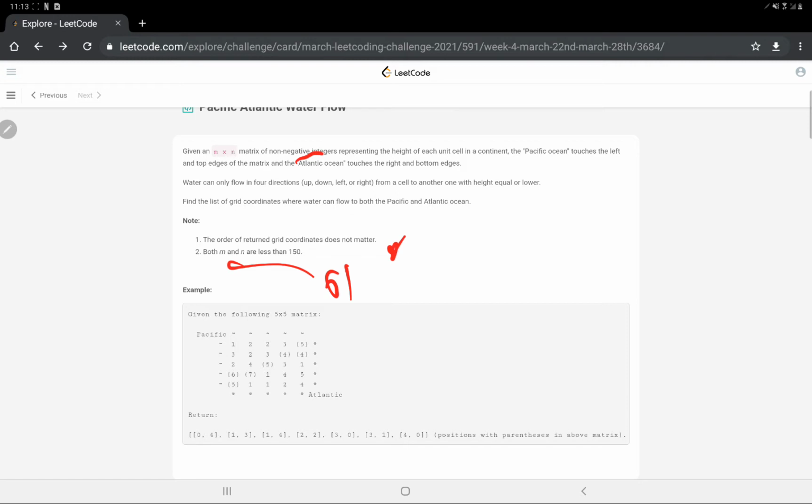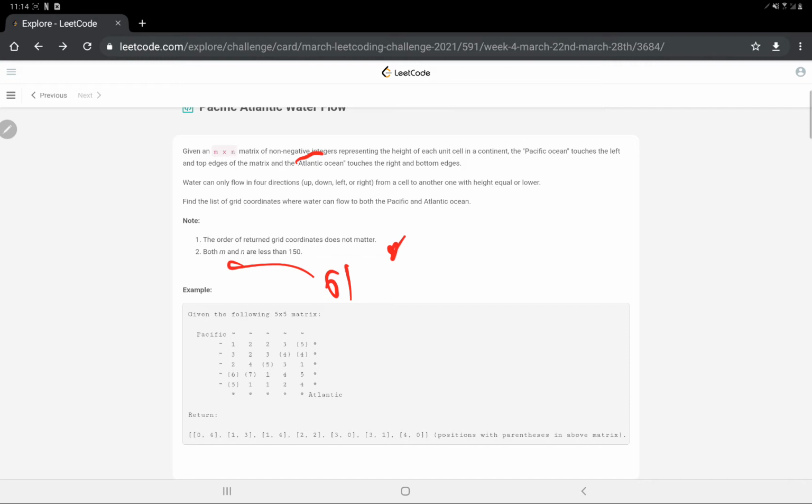If it was mentioned in the constraint that the minimum range for m or n would be from 1 to 150, then we could skip the part of having a null matrix, but it's not specified over here, so we will assume that we can get a null matrix. All right, so yeah, that's the question. I hope it's clear to everyone.